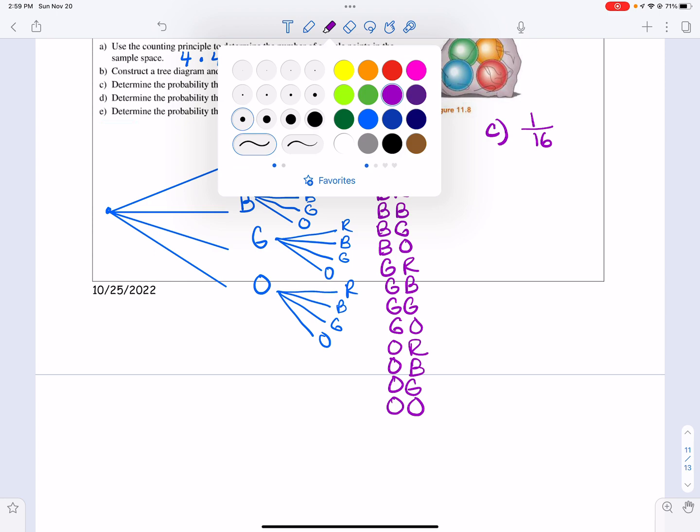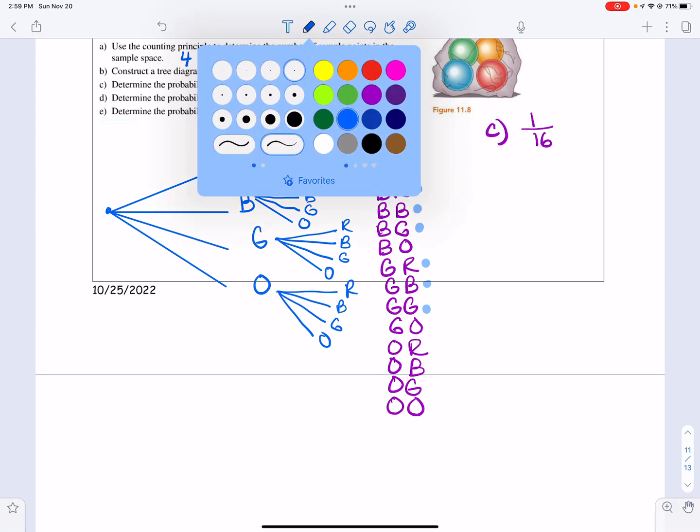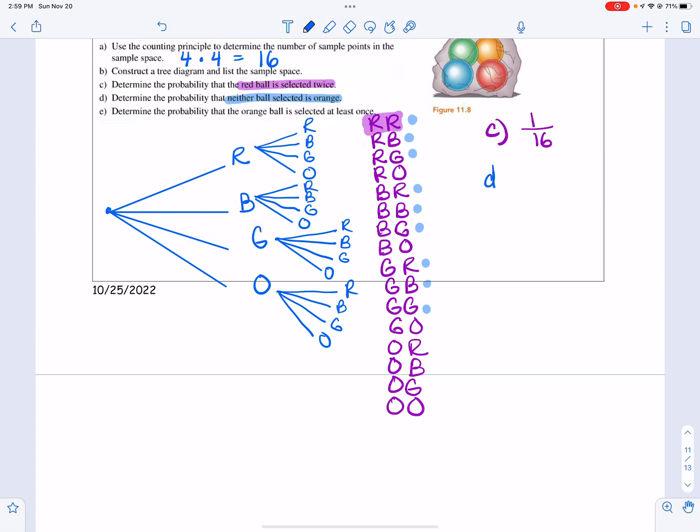Then we're going to find the probability that neither ball selected is an orange. So I'm going to put a little blue dot. Neither ball is an orange. So we've got 1, 2, 3, 4, 5, 6, 7, 8, 9. So it looks like we've got 9. Okay, so this is D: 9 out of 16. And that doesn't simplify, so that would be our answer.